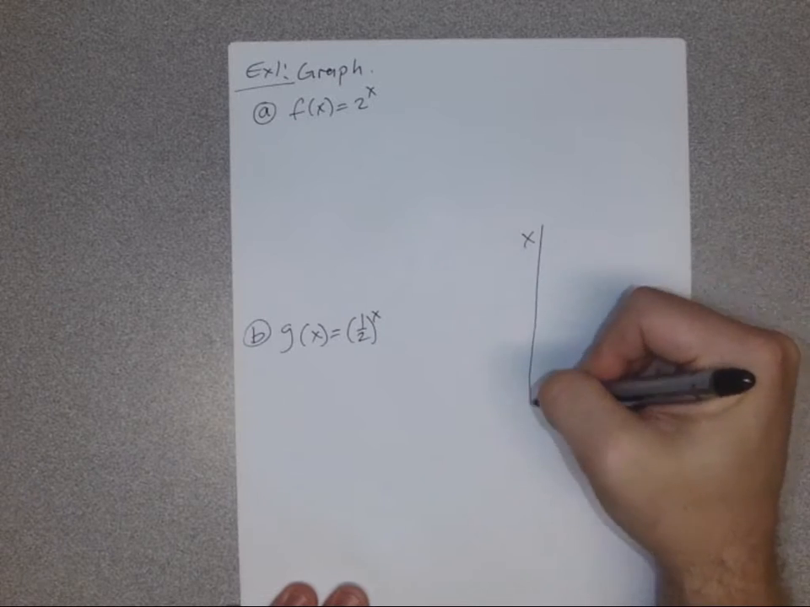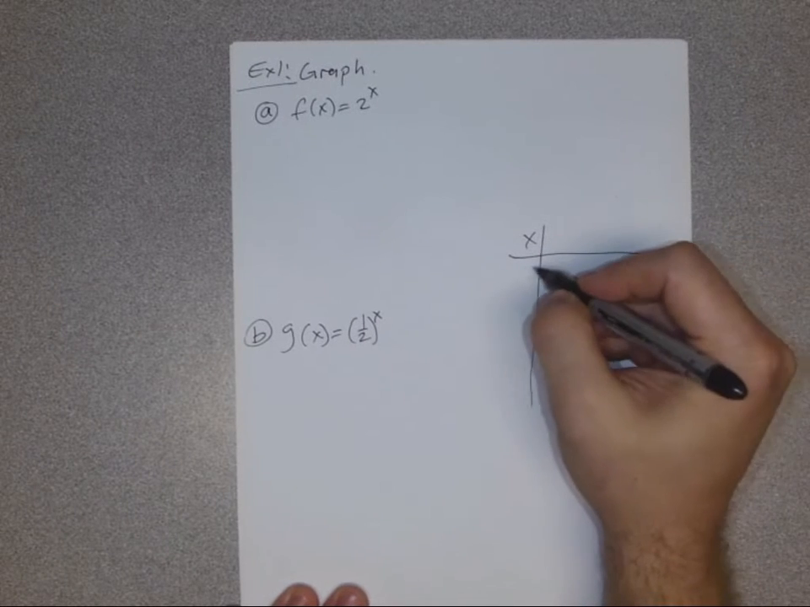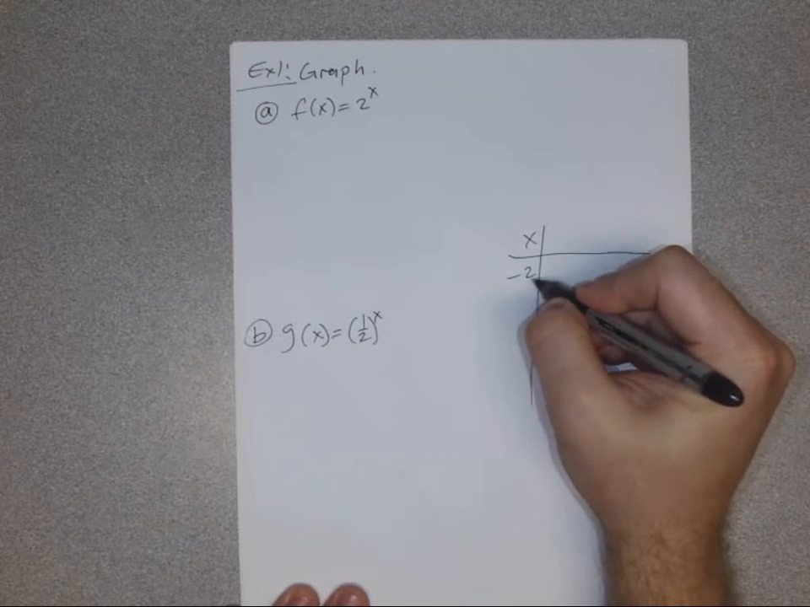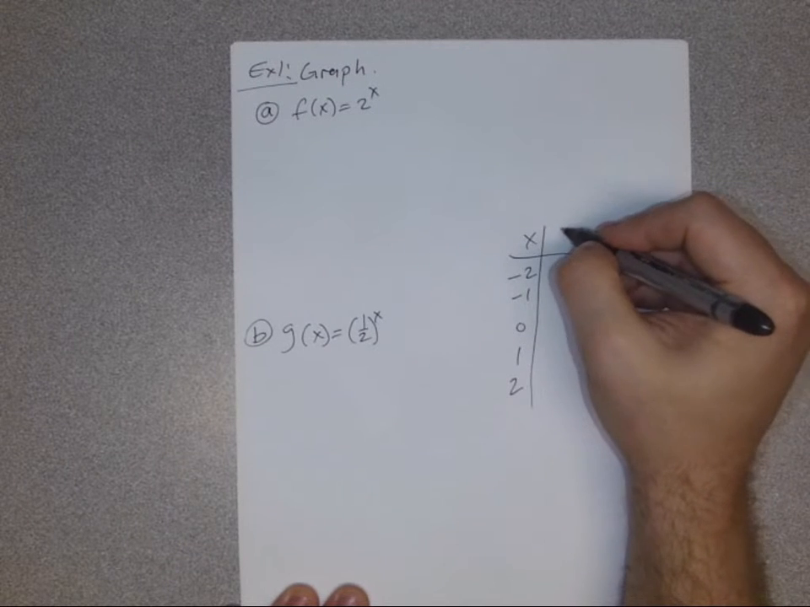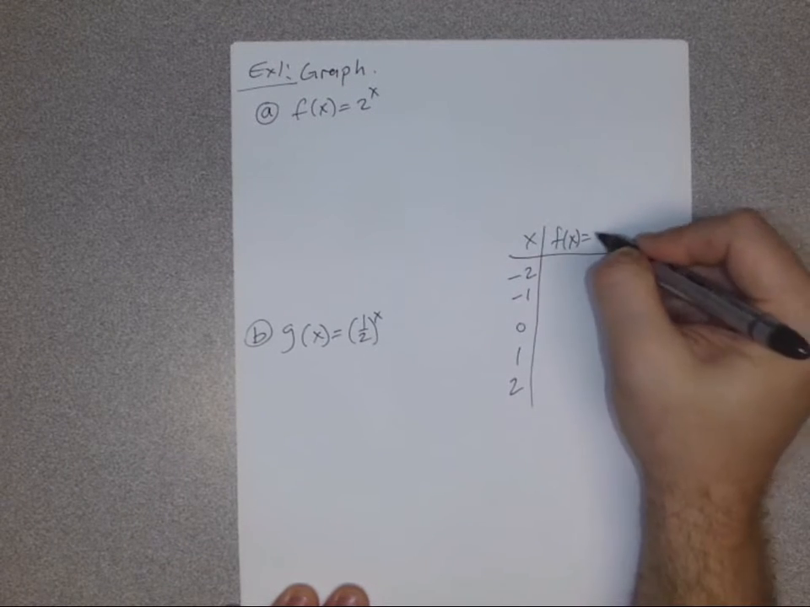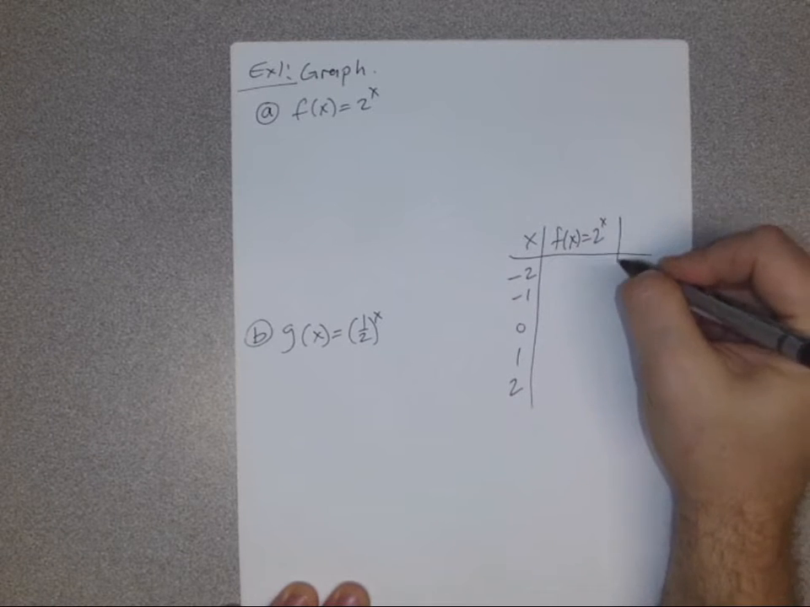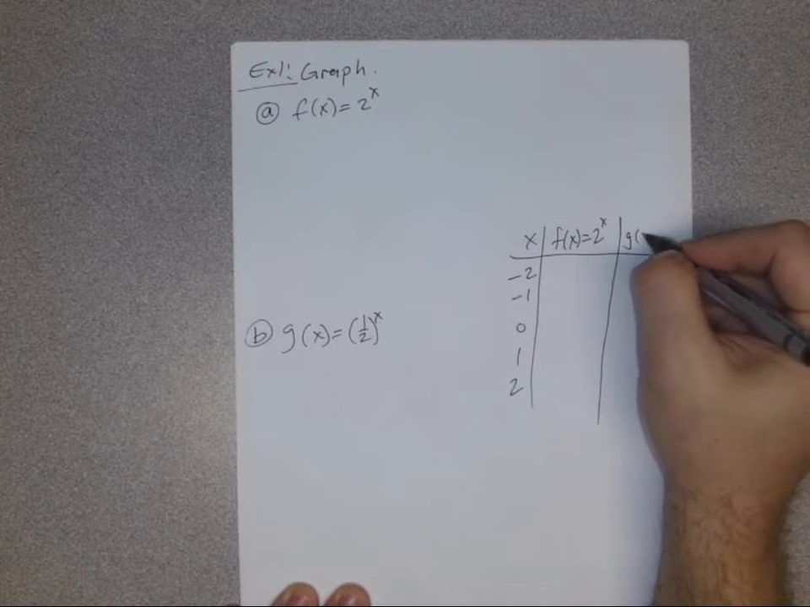So here's a T-chart, and I'm going to plug in some numbers. Let's say -2, -1, 0, 1, and 2. And then here I'm going to plug in f of x and that's equal to 2 to the x. Then I'm going to plug in g of x here.